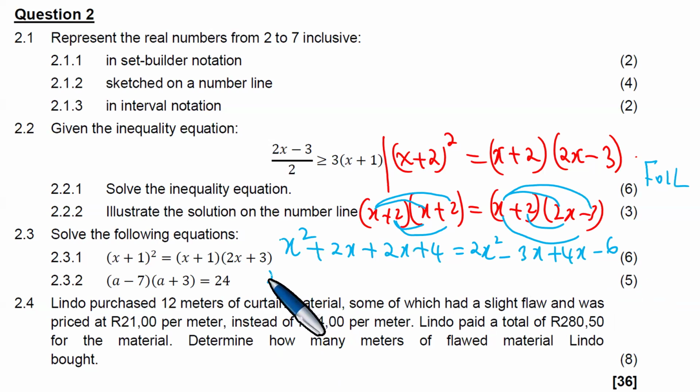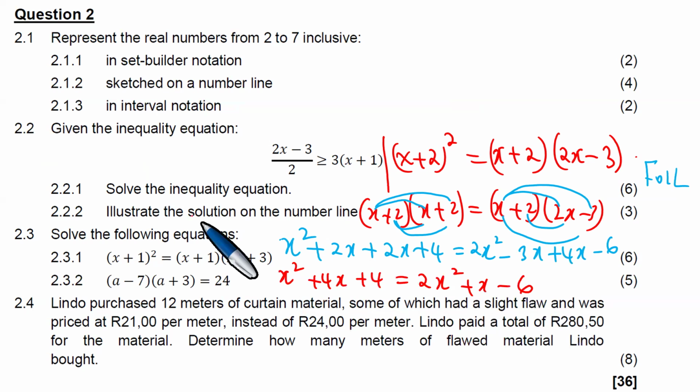So then you have x squared. First, let us add like terms together. You have the x squared, and there is 2x plus 2x. 2x plus 2x is what? It's 4x. Plus 4x squared. There's minus 3x plus 4x, which is plus x minus 6.